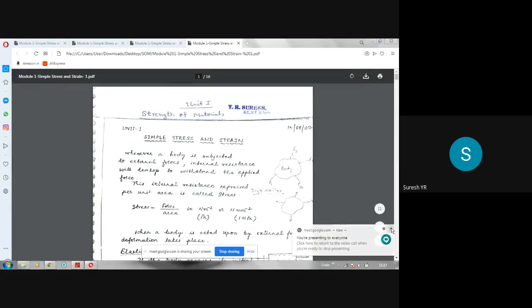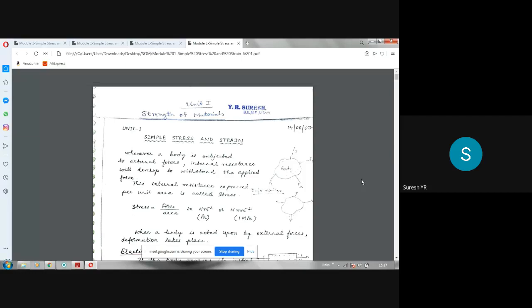So let us revise the module 1 contents, which is useful for your first test. So first we have to know about what is stress, what is strain, linear stress, linear strain.